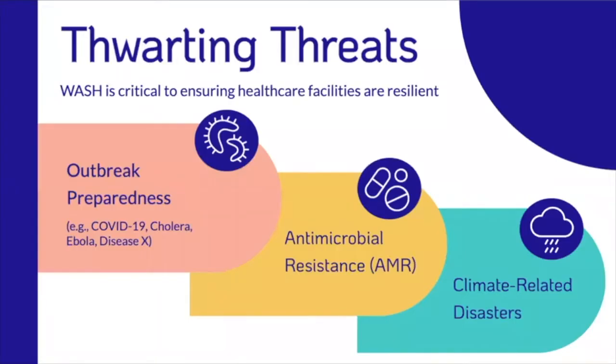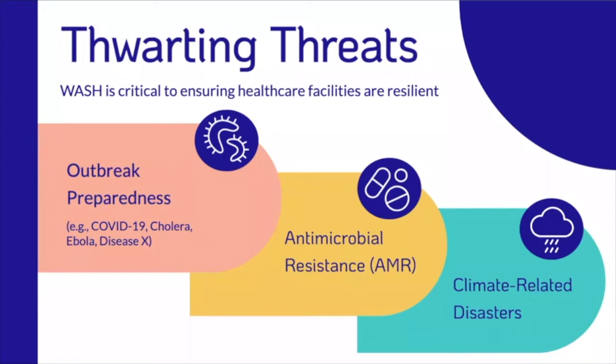Thirdly, we look at thwarting threats. WASH is critical to ensuring healthcare facilities are resilient. And we look at resiliency based on outbreak preparedness. So issues such as COVID-19, certainly we've seen, cholera outbreaks, Ebola, or disease X, whatever the next pandemic or epidemic may be. Antimicrobial resistance is certainly a concern as those infections continue to spread in healthcare facilities, making sure that there are IPC protocols in place to ensure there isn't further mutation and spreading of antimicrobial resistance.